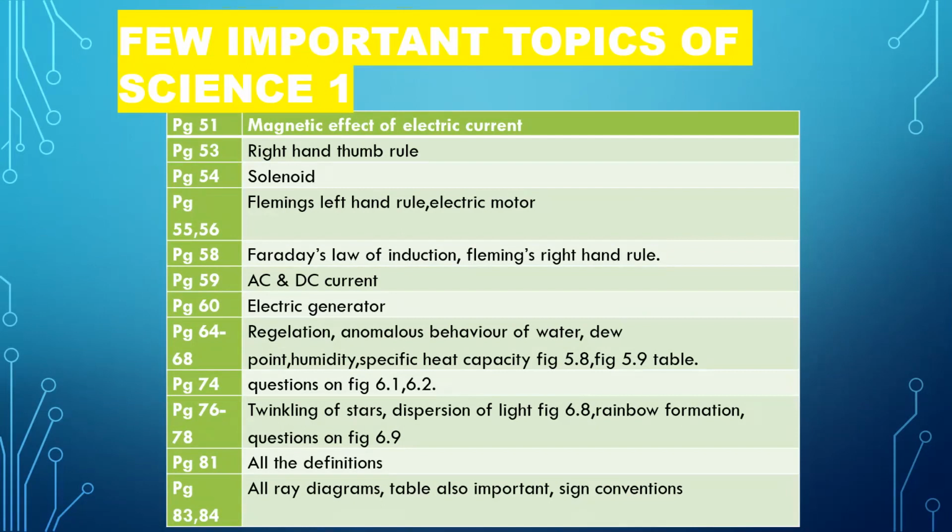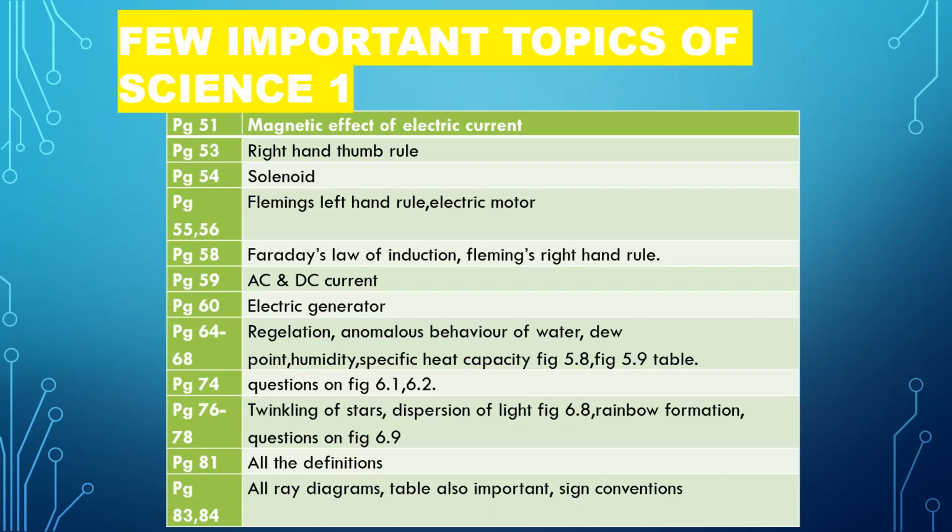Page numbers 76, 78, twinkling of stars, dispersion of light, figure 6.8, rainbow formation. See, today only this question has come. Then questions on figure 6.9. Then page number 81, all the definitions on page number 81. Page number 83, all ray diagrams, the table is also important, and sign conventions.